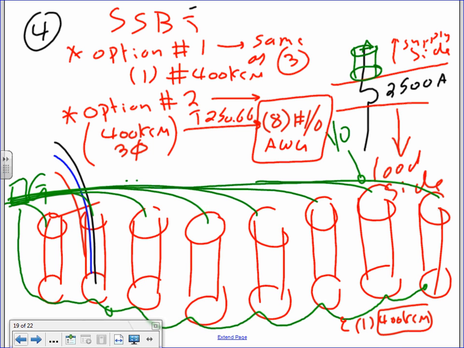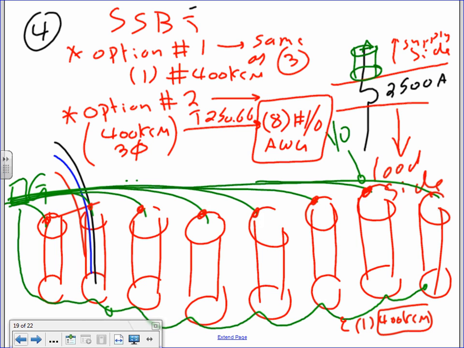The second concept is a home run. Does it make sense? Look at this. We're coming from here, we're tapping it here, and here, and here, and here, and here, all the way to here. That's why eight. Eight conduits, eight supply side bonding jumpers, or one supply side bonding jumper daisy chained. Which one is the best? A lot of people prefer option number two. Why? It's easier to work with number one versus working with number four.